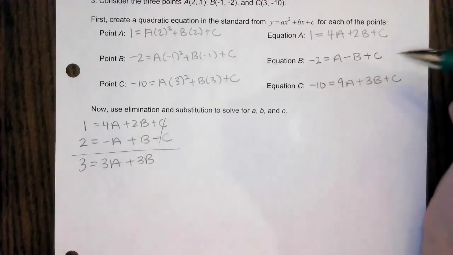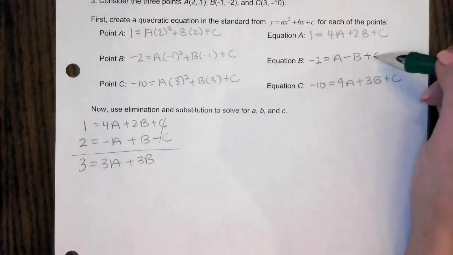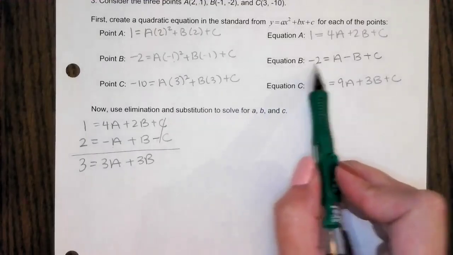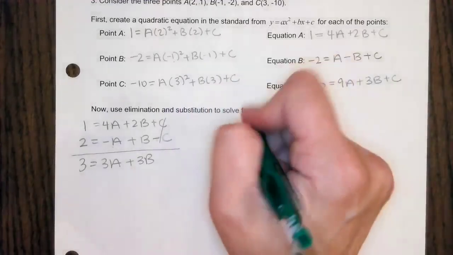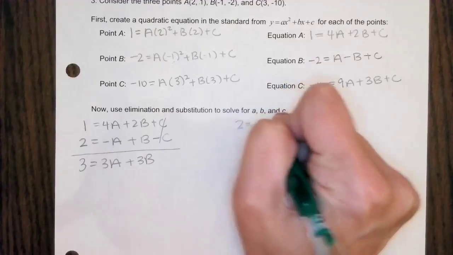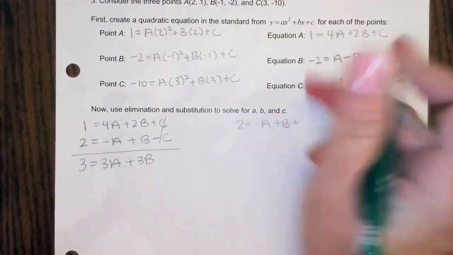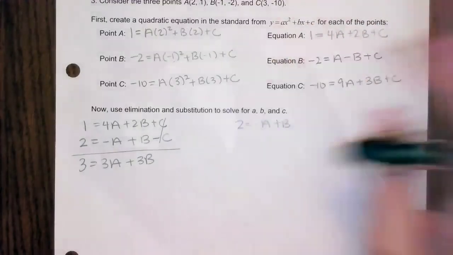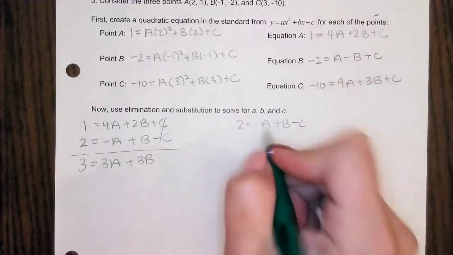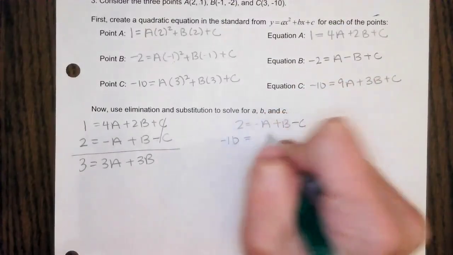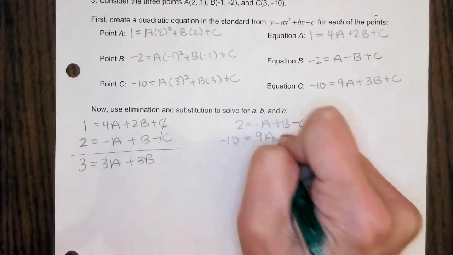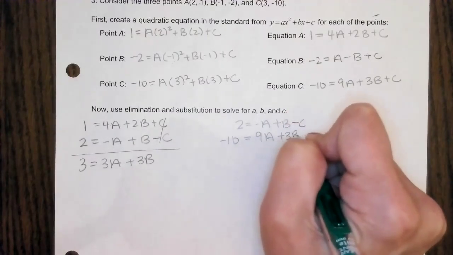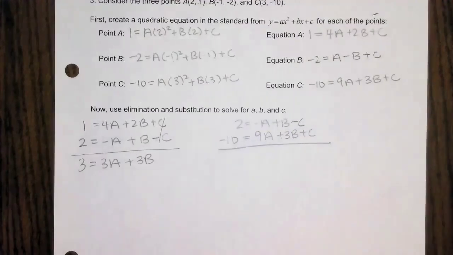All right, I'm going to do the same thing now with these two equations right here. I had already multiplied this times a negative, so I'm going to use that same equation. So 2 equals -a plus b minus c. And I'm going to bring my third equation. So -10 equals 9a plus 3b plus c. And I'm ready to add.